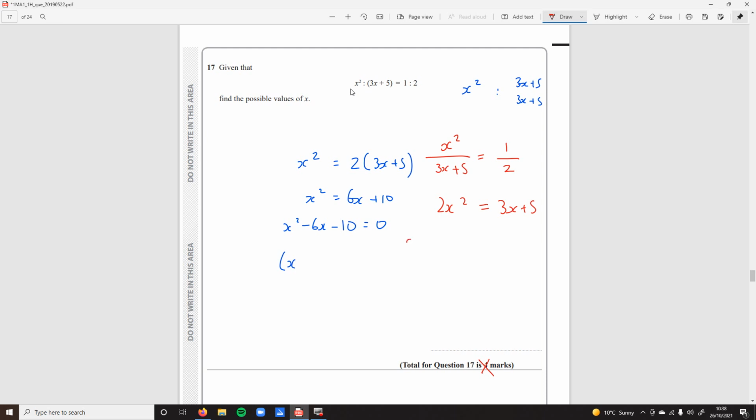And then you solve. x minus 5, x plus 1 equals 0, so x equals 5 over 2 and x equals minus 1.